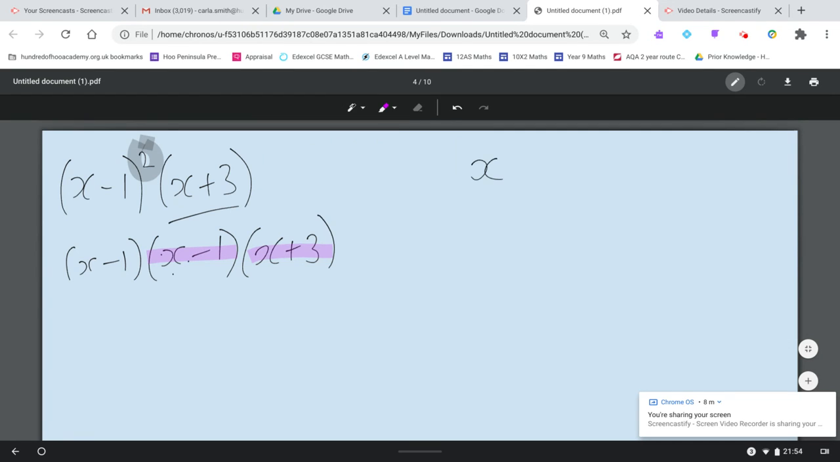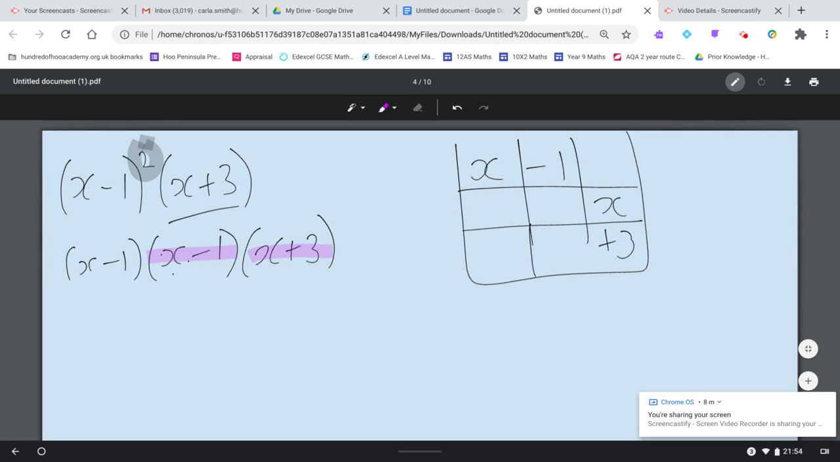Okay, so let's draw a table. So we're going to have x and a negative 1 at the top, and then we're going to have x and a positive 3 at the side, and then we're going to multiply these together. Okay, so x times x gives me x squared. Negative 1 times x gives me negative x, or negative 1x, but I'm going to ignore the 1. Positive 3 times x gives me positive 3x. And negative 1 times positive 3 gives me negative 3.